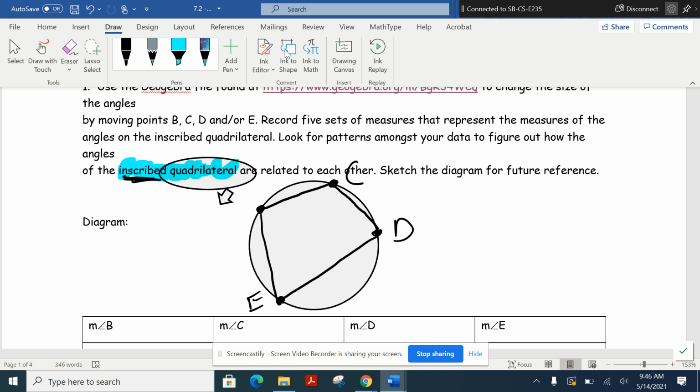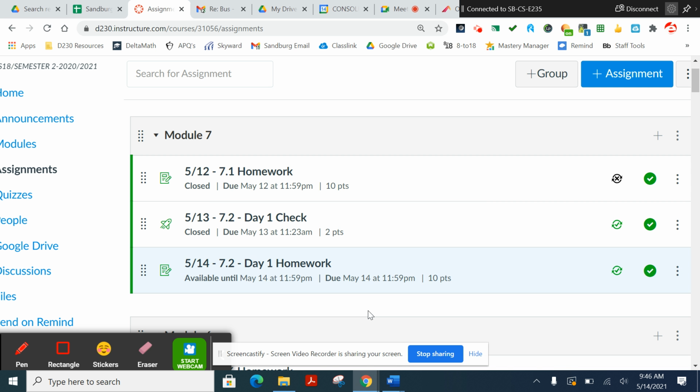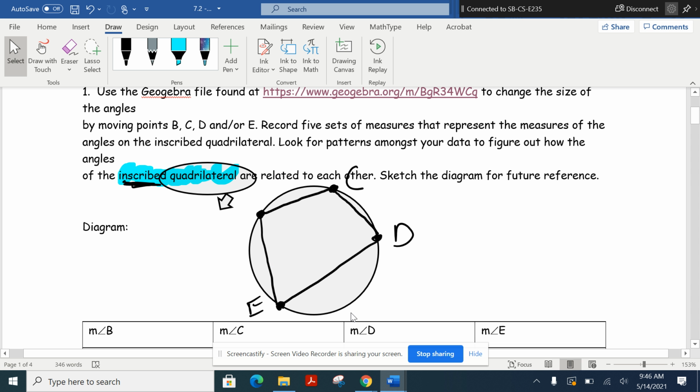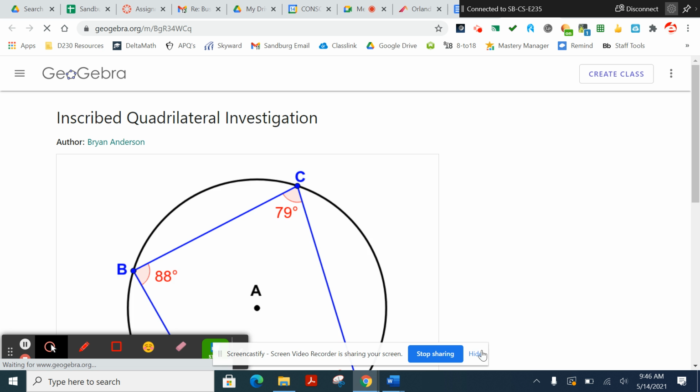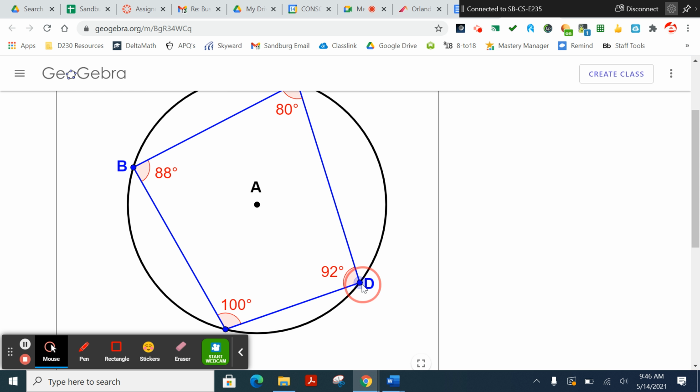Now I don't know where my mouse is either. There it is. So now, what I'm asked to do here, with this little guy, you'll see a similar figure that is drawn into this. And we want to look for the relationships in the angles. So I am going to move this one to start. And when I move this one, this angle doesn't change. This angle is going to stay 92, but the others are going to change.